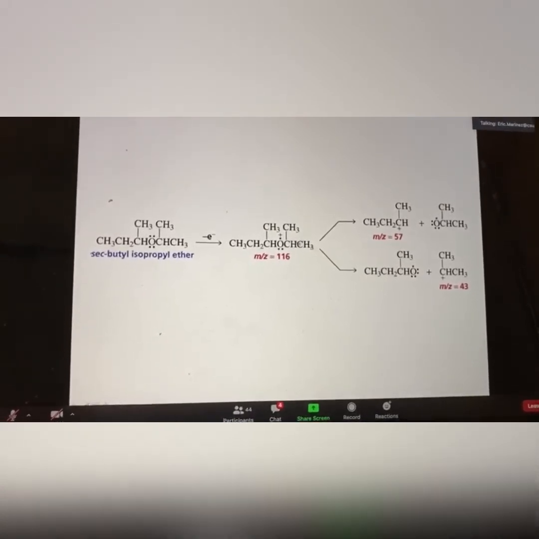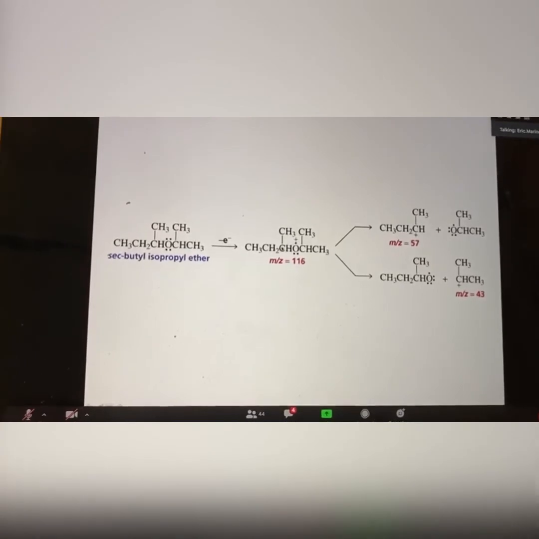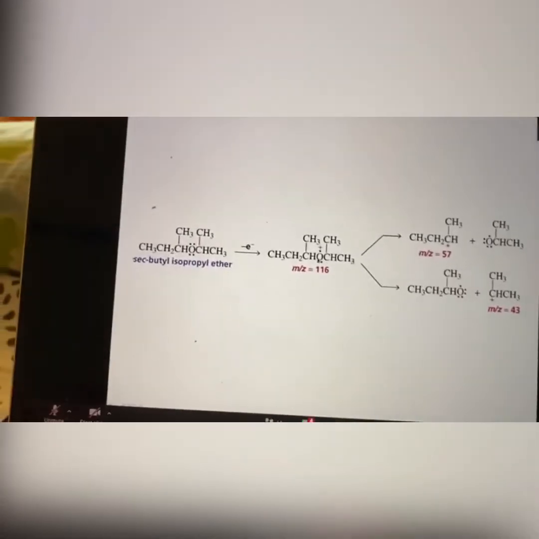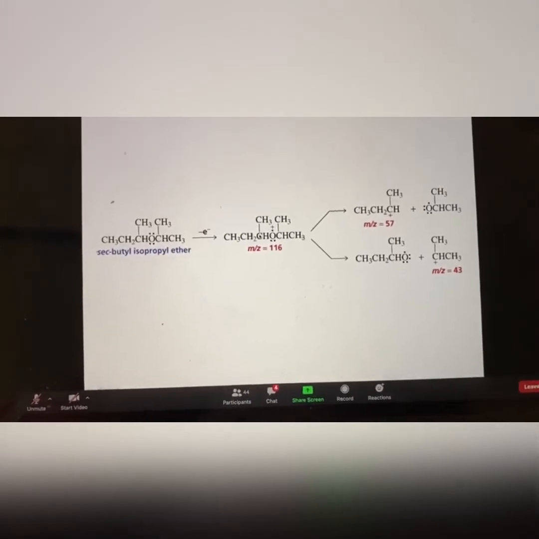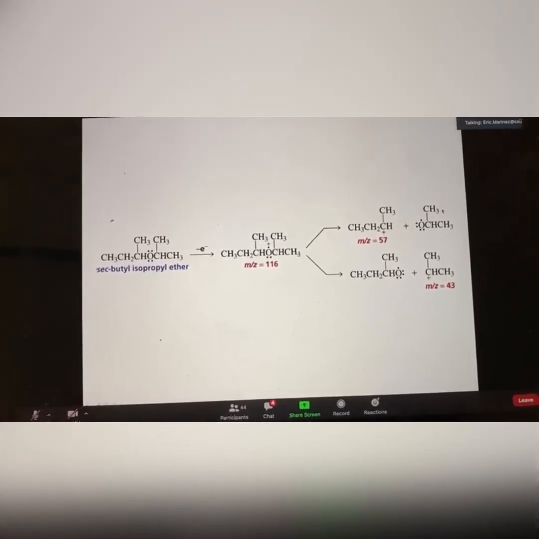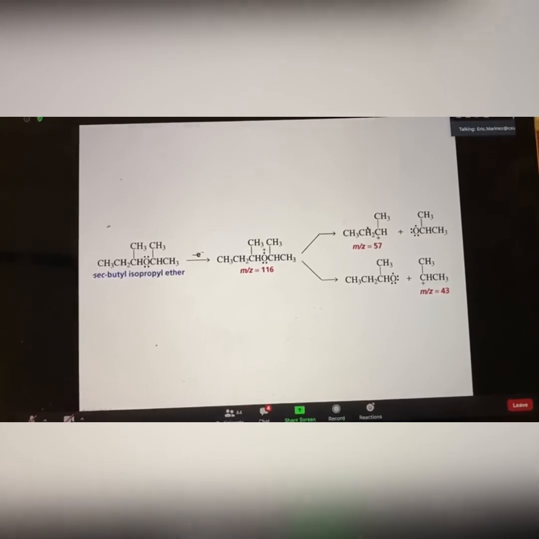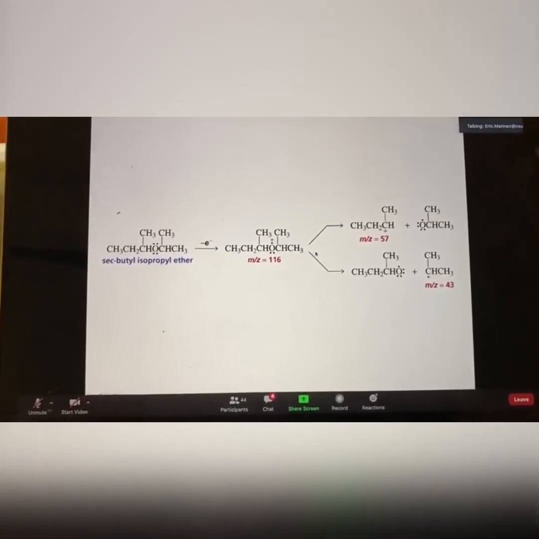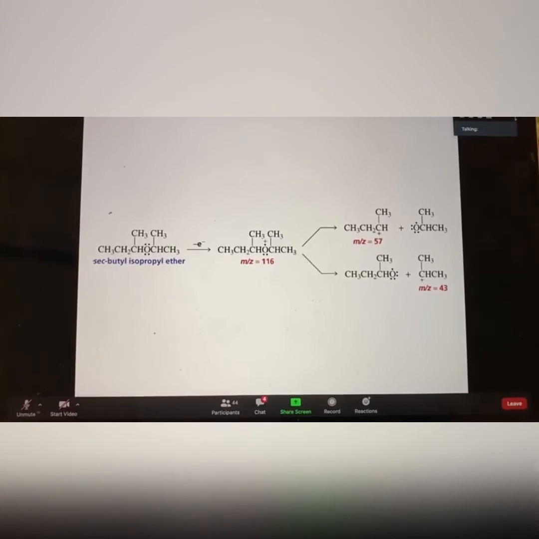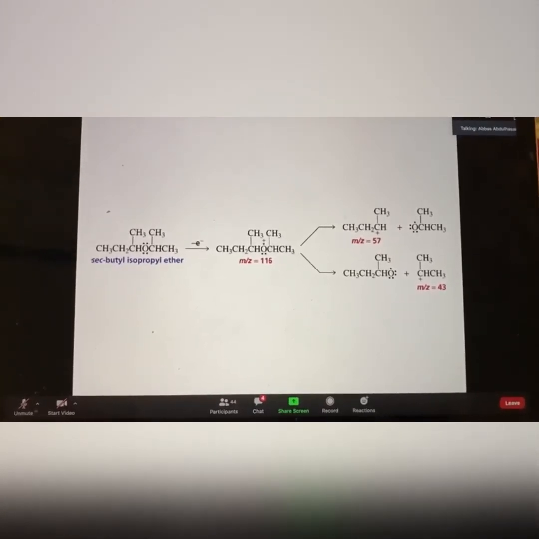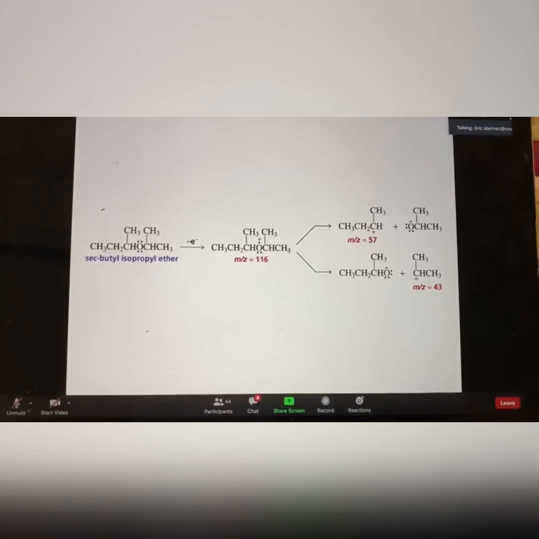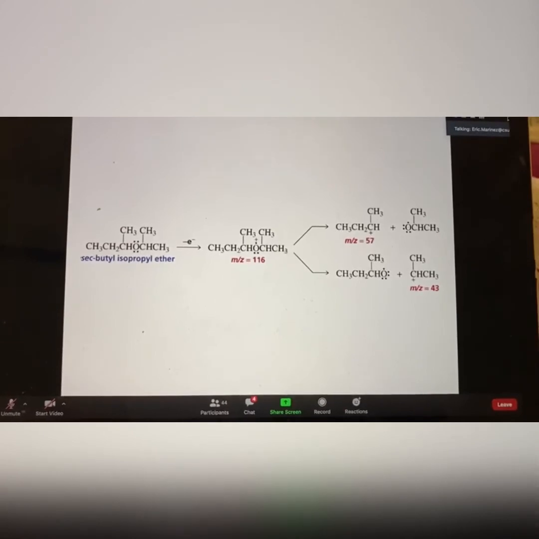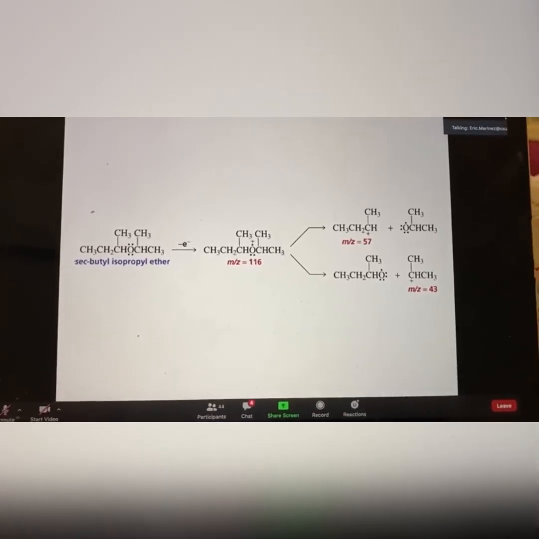Now, if I break this bond here, I'm going to generate this here plus this carbocation at 57. If I break it this way, I get this and that. How am I breaking this? Homolytically? No, this is being broken heterolytically. So the understanding here is you can also break certain polar bonds heterolytically.